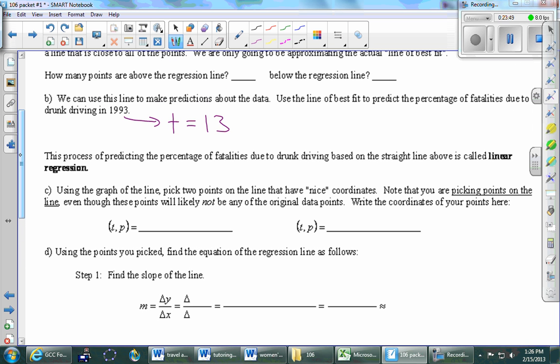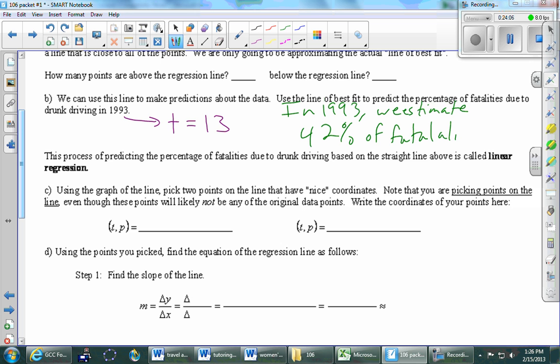So in 1993, we estimate 42% of fatalities were alcohol related.